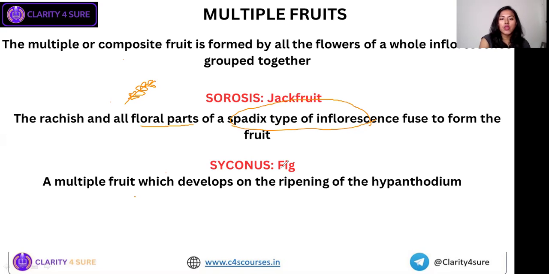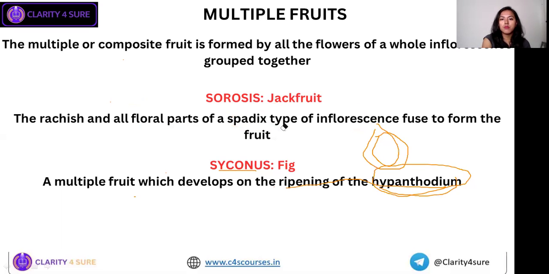Whereas in case of syconus, that is fig, it is the ripening of the hypanthodium inflorescence. Okay, the hypanthodium inflorescence. Fig, you've seen, isn't it? It's somewhat like this, the inside pulpy portion that we eat. So this is the whole hypanthodium inflorescence, which ripens to give the syconus fruit, which is fig. Okay, again, here what becomes important? Examples are important, right? Jackfruit, fig, you need to remember.